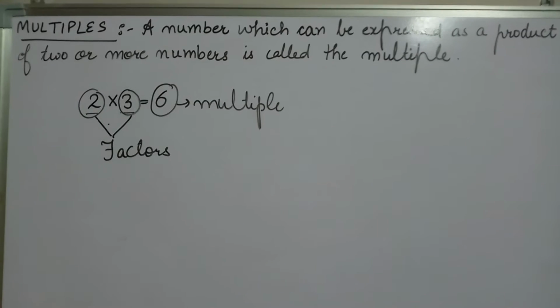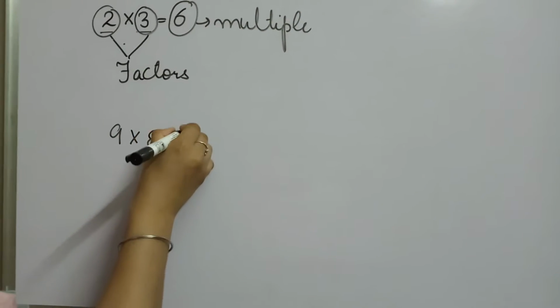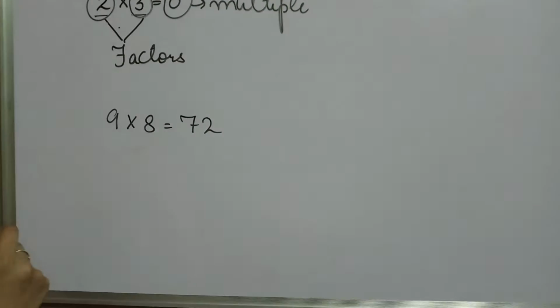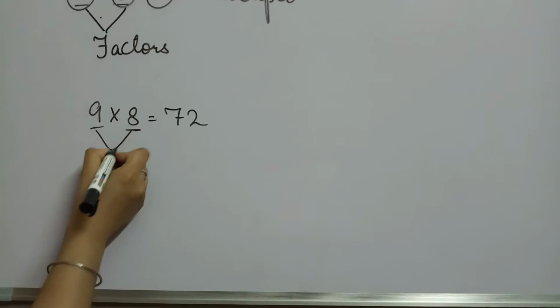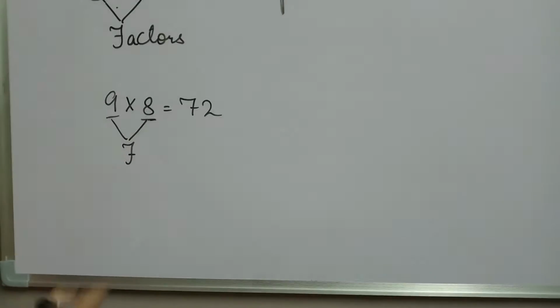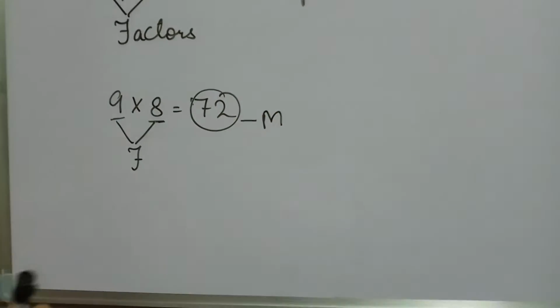Okay, now suppose we are taking another example. Suppose 9 8s is 72. So what are 9 and 8? They are your factors and 72 is your multiple.